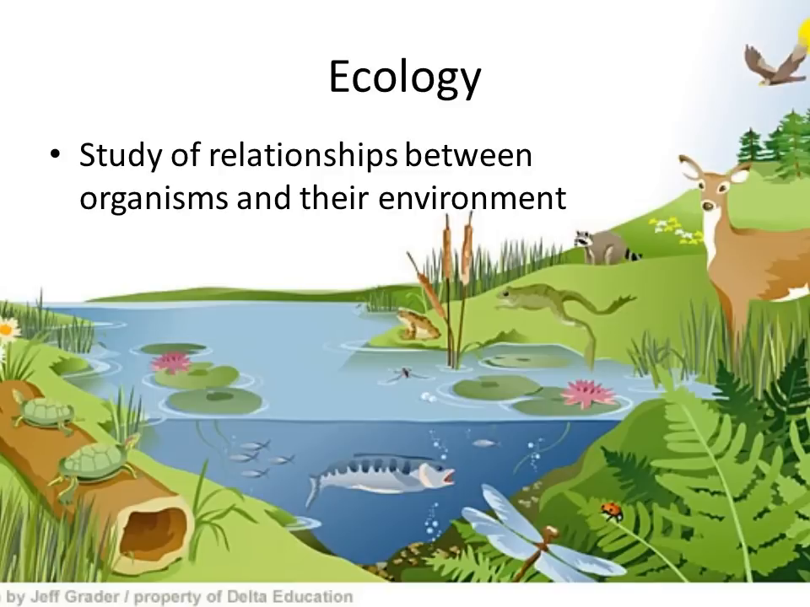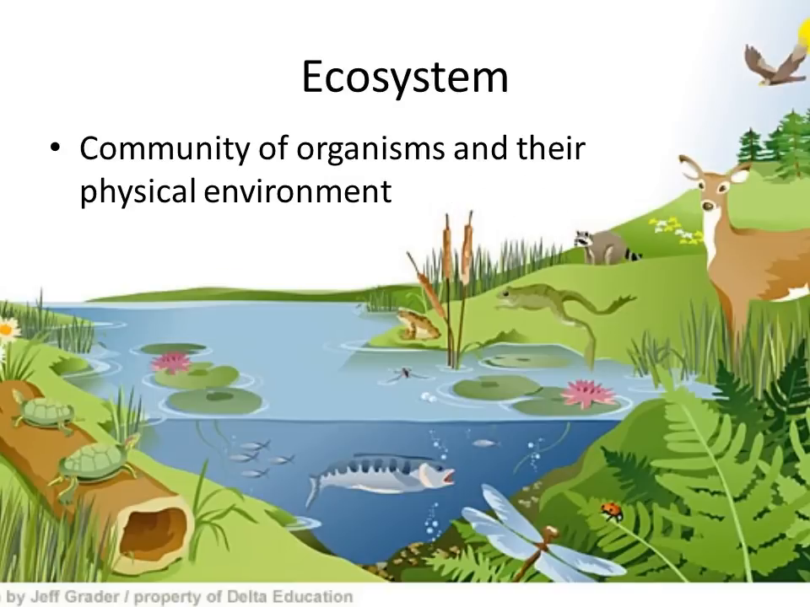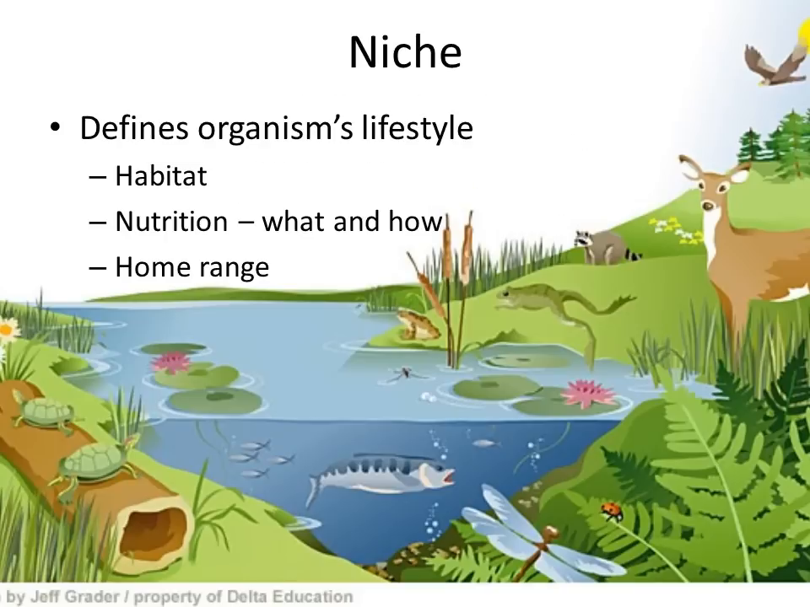So ecology is the study of relationships between organisms and their environment. And an ecosystem is a community of organisms and their physical environment. So ecology is basically the study of systems. The word niche defines an organism's lifestyle. So that means its habitat, its nutrition, what it eats, how it eats it, and its home range. And home range is all the area that an animal covers in its lifetime.